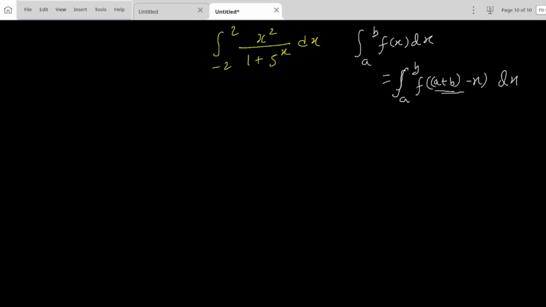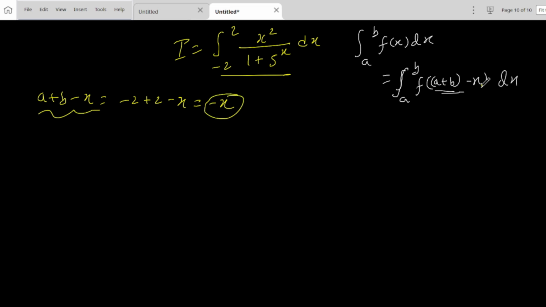When we solve this problem, we can see that the value of a is minus 2 and b is plus 2. So a plus b minus x gives minus 2 plus 2 minus x, which is minus x. When we start the question with this property, we must understand that a plus b minus x gives us minus x only.